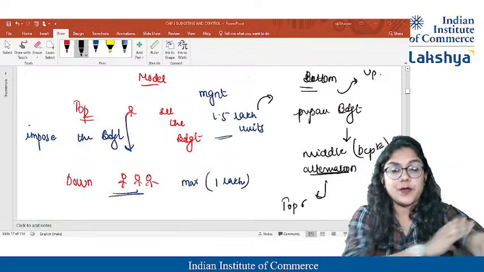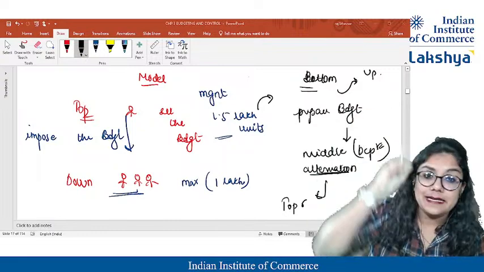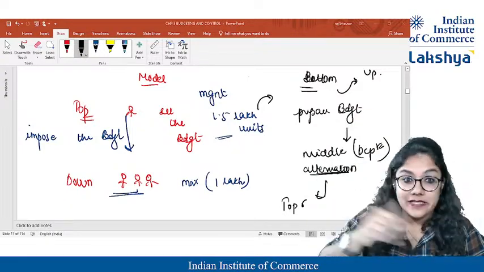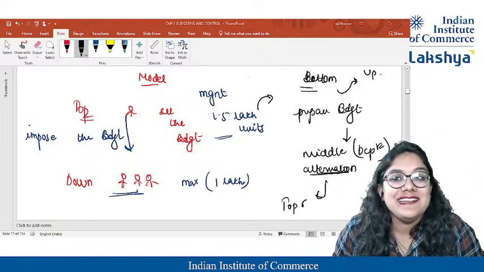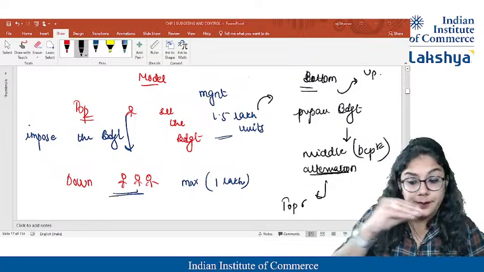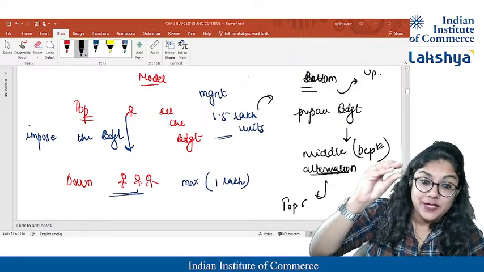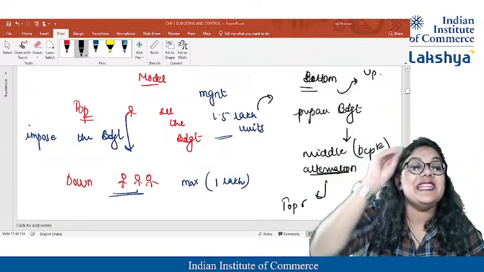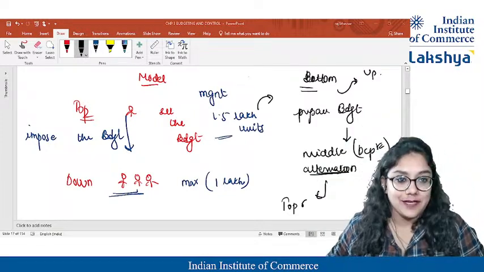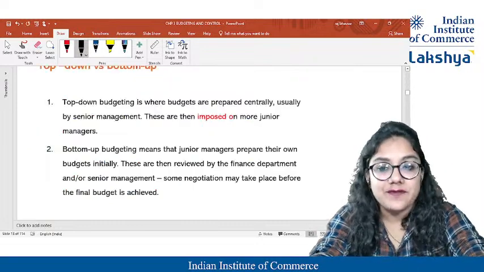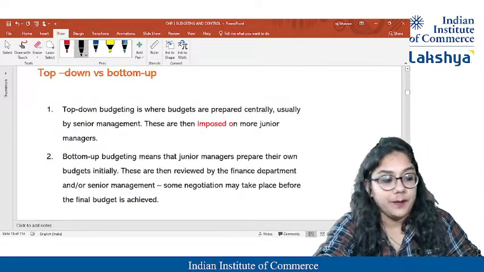So if you see, when it is top-down, it has been directly imposed. It is not time consuming, it is made within some hours. But when it is bottom-up, the bottom people will make it, ask the middle management, the middle management will check and send it to the top management, the top management will see, and then they will finalize. So it's a long way. Yes, you can read the top-down and the bottom-up over here.